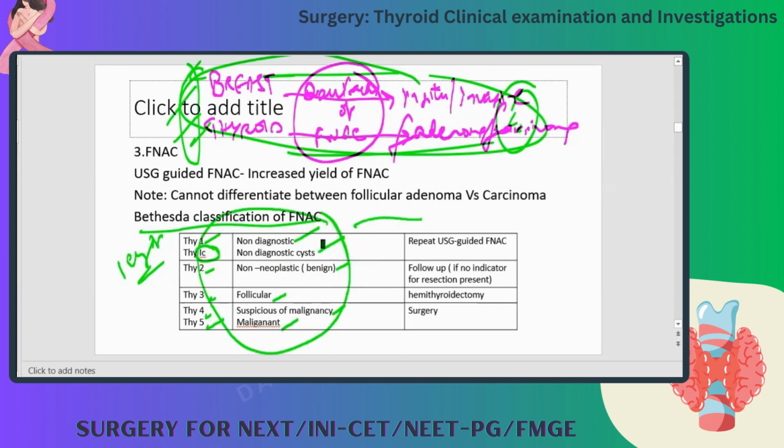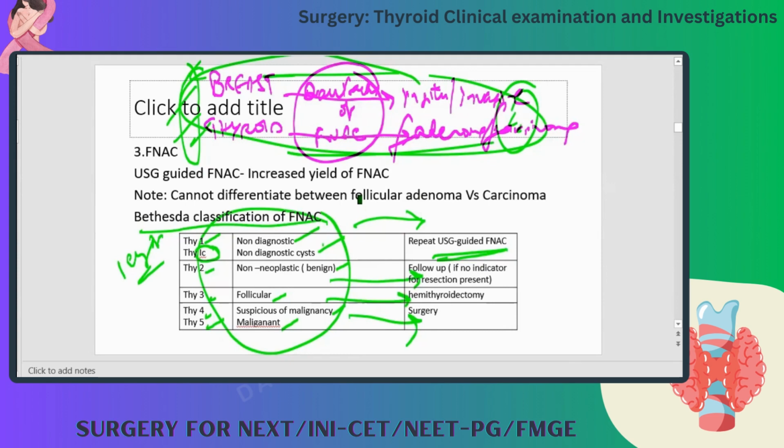If it is non-diagnostic, then do a repeat ultrasound guided FNAC. If it is benign, just follow up. If it is follicular, hemithyroidectomy, just remove half of the gland. If it is suspicious of malignancy, do a thyroidectomy. So the thyroid classification based on FNAC has 6 categories in total: 1, 2, 3, 4, 5, and 1C. 1C is one cyst.